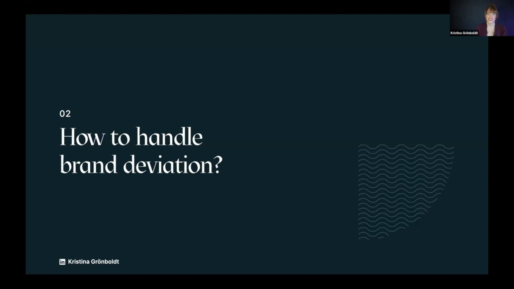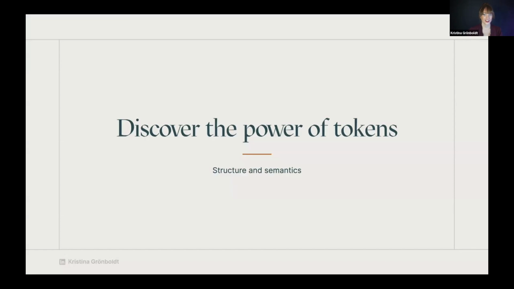So how do you then handle this brand deviation? You now have an idea what to accomplish, at least from the basic components. But let's see how you can do that. Obviously, with the power of tokens. So we already heard so much about tokens in this conference, and I think it's really the backbone of a modern design system. So I won't explain what they are again. I would like to focus on structure and semantics that we used in this project.